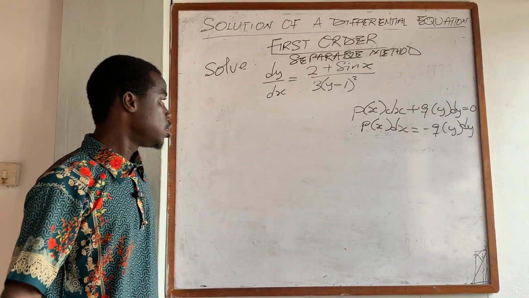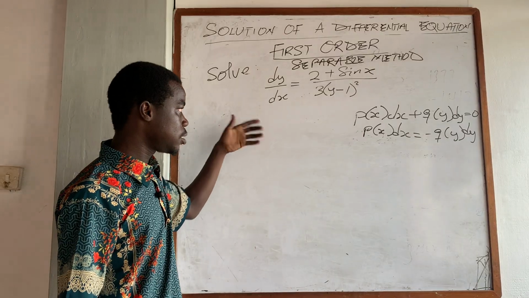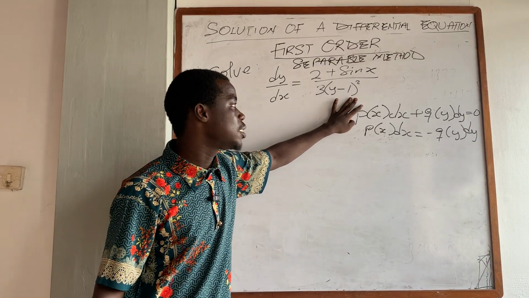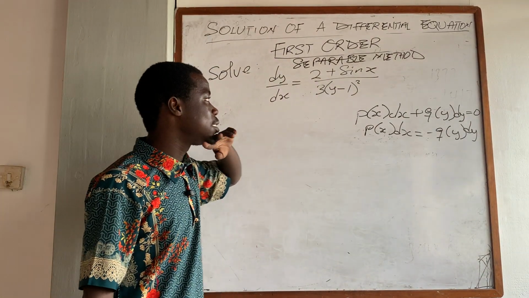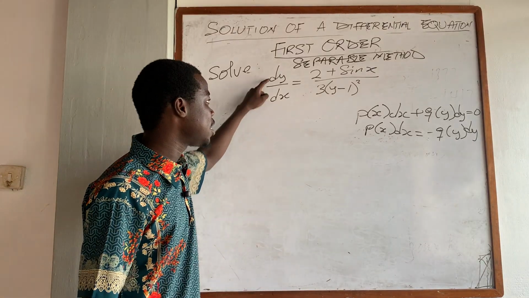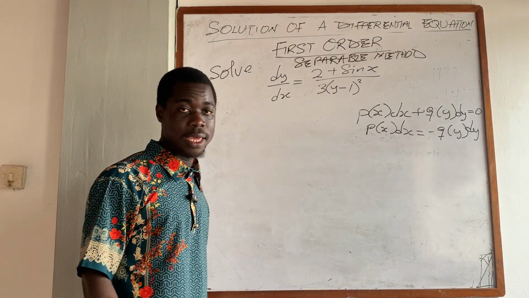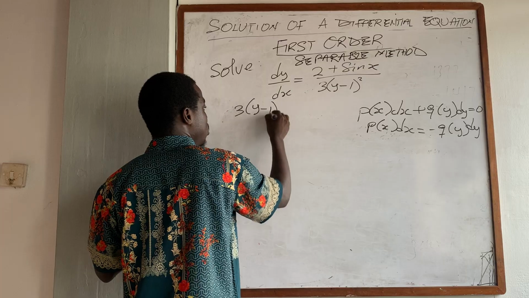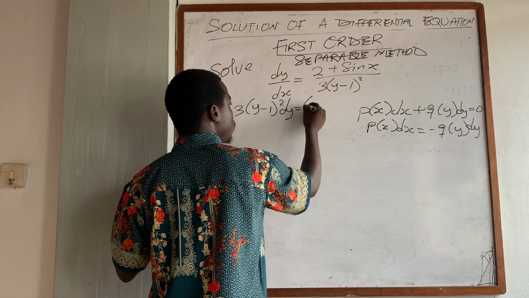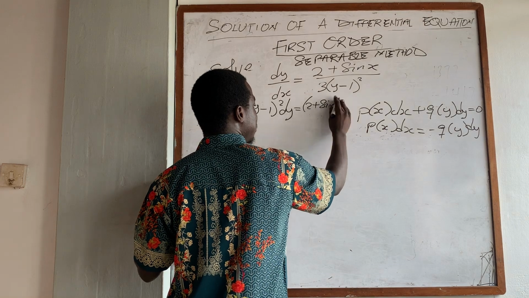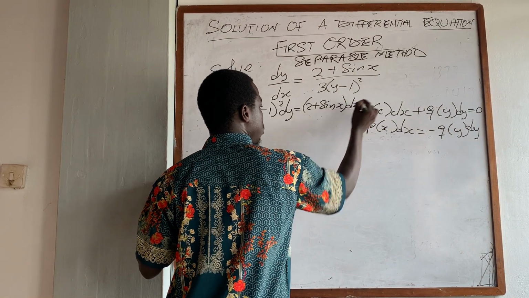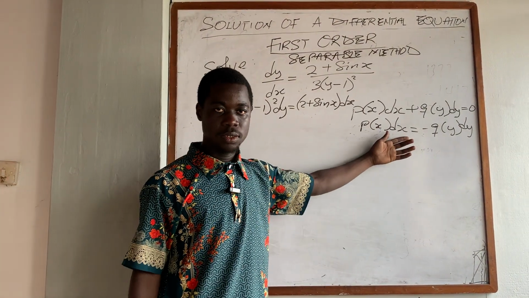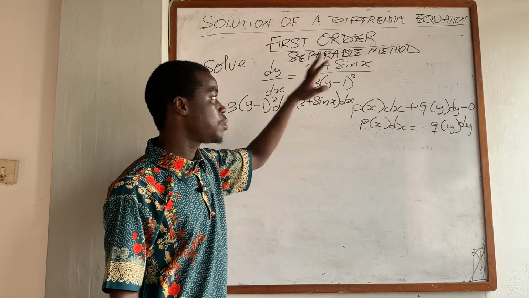All right, now let's see. So we have this. Is this question separable? Yes, I can see that it is separable because here the denominator is in terms of y only, and here the numerator is in terms of x only. So if that is the case, I have my dx here, my dy here. I can cross multiply to get it. So this will multiply this. I'll get 3 brackets y minus 1 squared dy, and is equal to 2 plus sine x dx. So if you compare this one to them, you can see that this resembles this. So it means we can use the separable method to solve it.